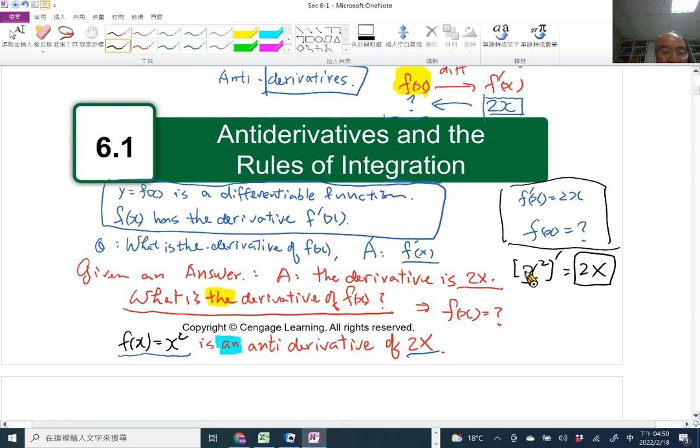Okay. So the formal name is, since the derivative of x squared is equal to 2x, we will say x squared is an antiderivative of 2x. And here we say an antiderivative, because it may not be the only solution, but it is one of the solutions. Okay.